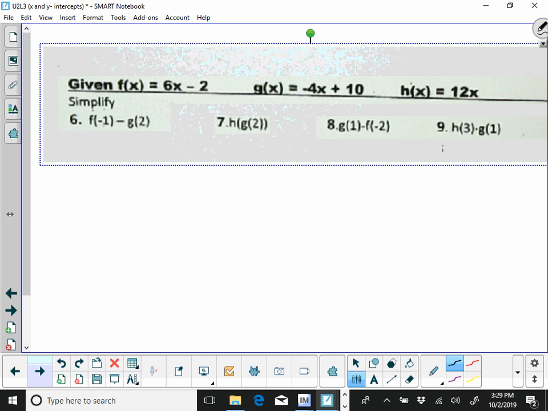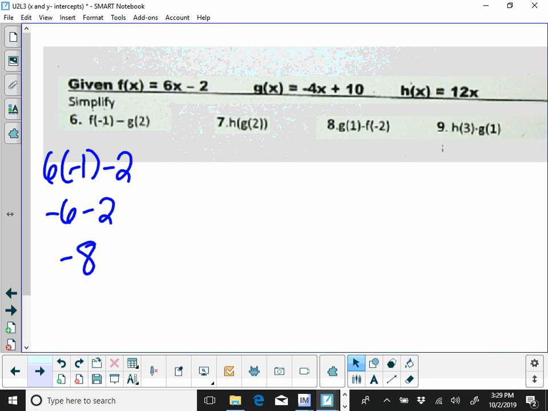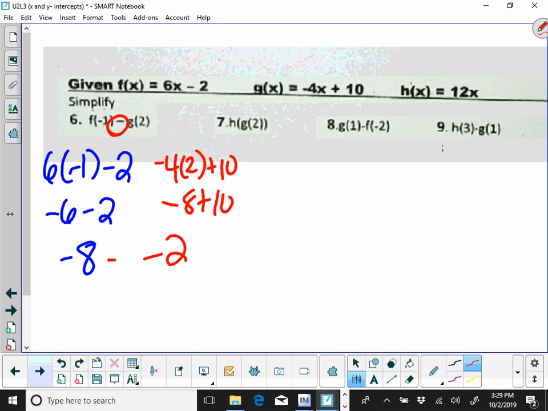All right, so 6, 7, 8, and 9 are your function problems, evaluating functions. We're going to start with 6, which is asking us what f of negative 1 is. So 6 times negative 1 minus 2. Negative 6 minus 2 is negative 8. It also asks us what g of 2 is. So negative 4 times 2 plus 10, or negative 8 plus 10, which is negative 2. We're going to subtract those. So that's going to make that a double negative, and your answer should be negative 6.